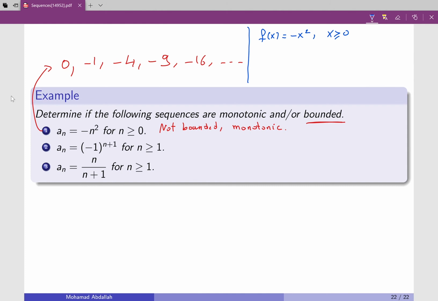Okay, let's find the derivative. What's f prime of x? That's negative 2x. Now, when x is positive, this is negative, always negative actually, in that case, as long as I know that x is greater or equal to 0. So if f prime of x is negative, that means the function f is decreasing. So that's another way to tell whether it's decreasing or not, other than just listing the values.